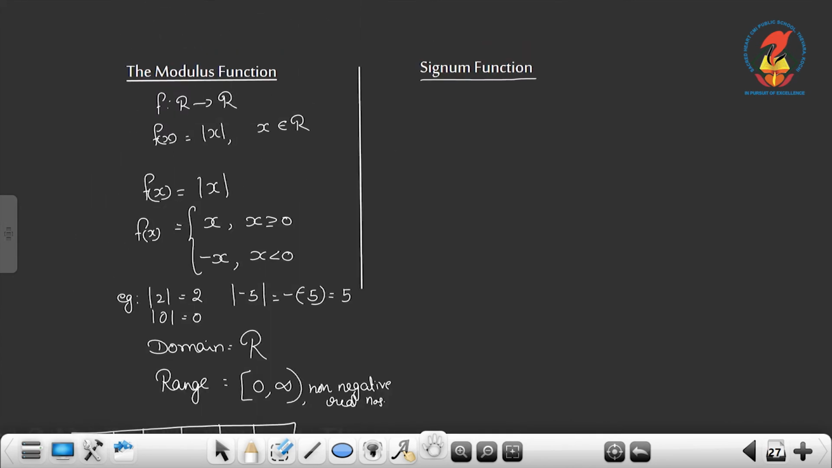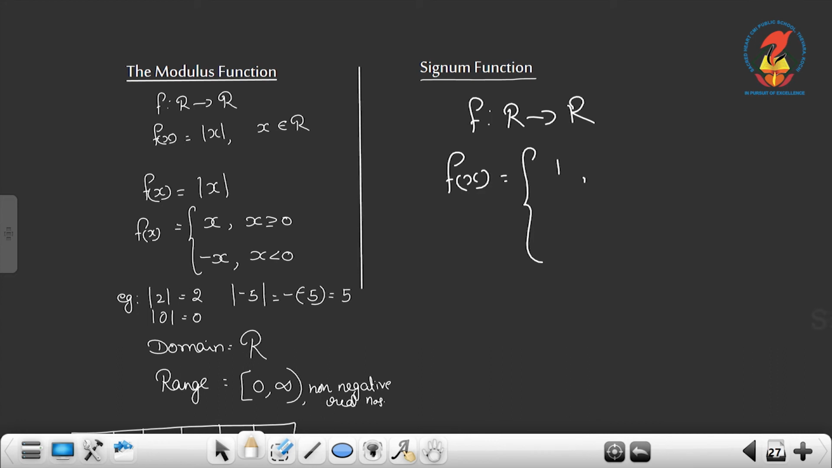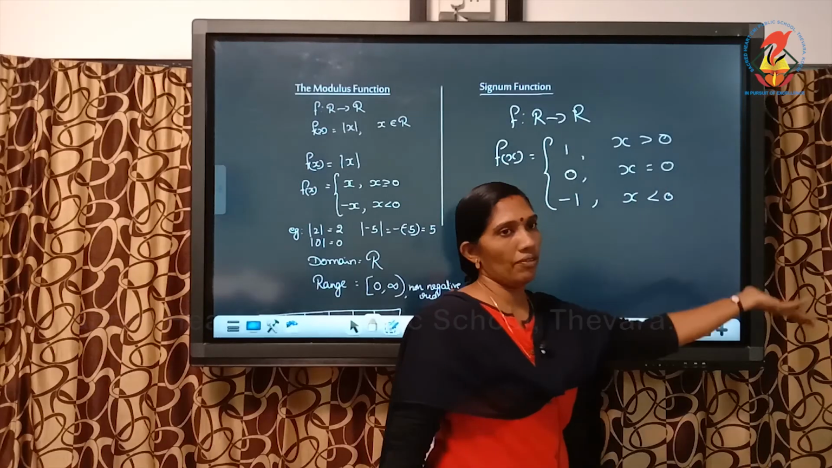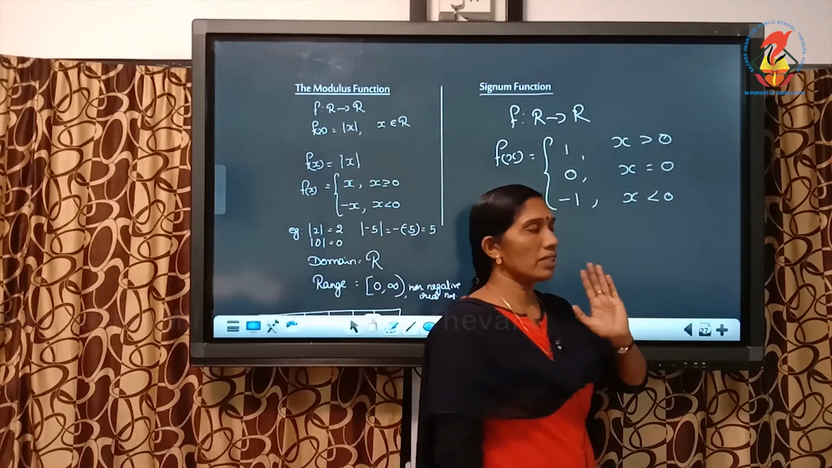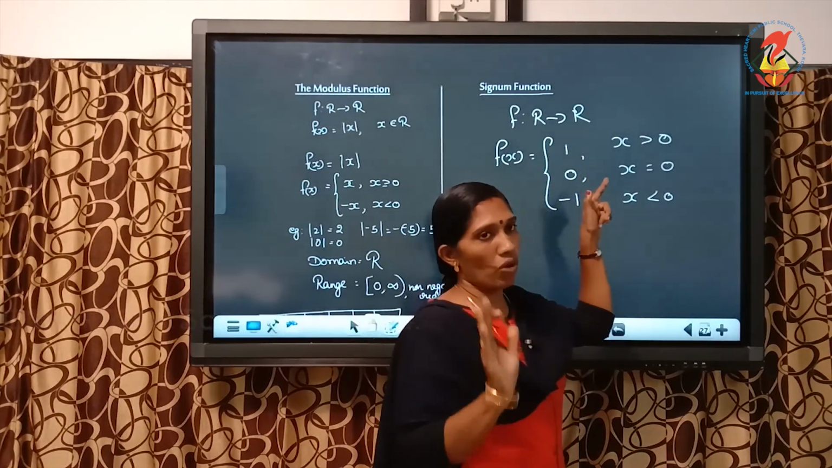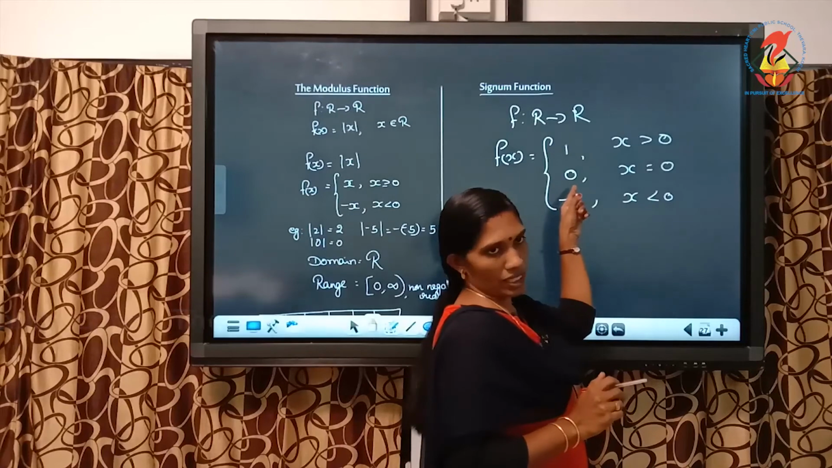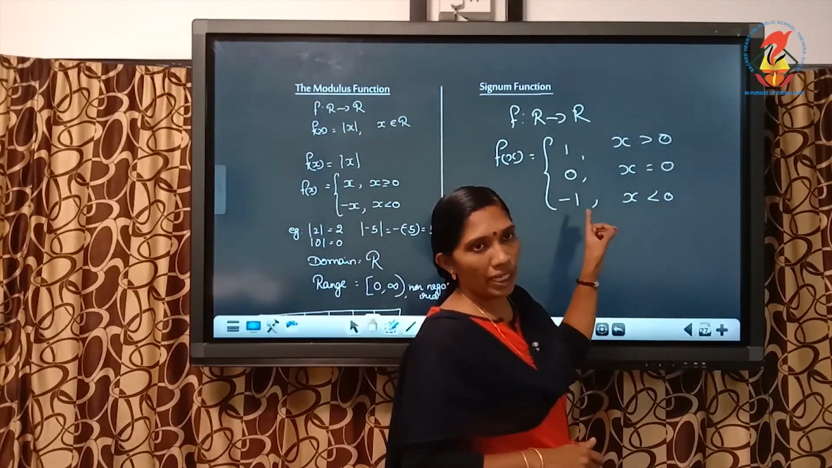Now the last one is the signum function. A function f from R to R is said to be a signum function if f of x is equal to 1 if x is greater than 0, and 0 if x is equal to 0, and if x is less than 0, minus 1. So actually it is like a constant function, but here there are 3 different sections. That is, when x is positive, the function is always a constant, that is we get the answer as 1, and when x is 0 it is 0. When x is less than 0 we get minus 1.